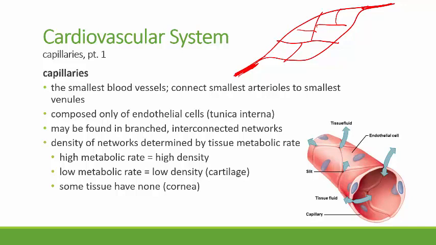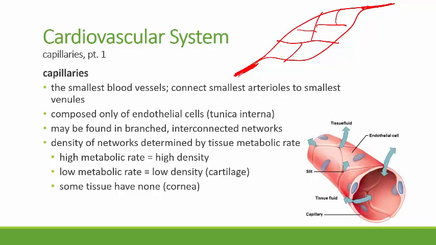The density of how many networks are found in a particular tissue is all related to how metabolically active that tissue is. So if it has a lot of metabolic activity, let's think muscle or the liver or the brain, then there's going to be a high density of these capillary networks. While if it has a low metabolic rate, some of the organs of the abdominopelvic cavity might have lower metabolic rates, they're going to have less of this blood supply available to them.